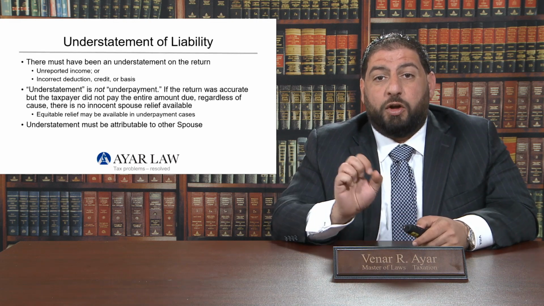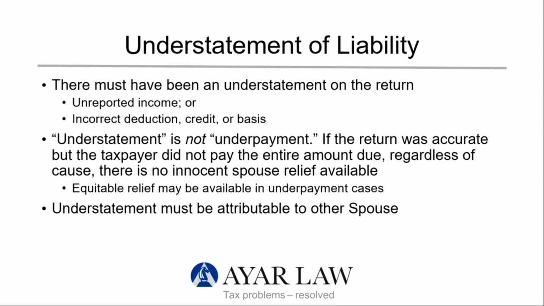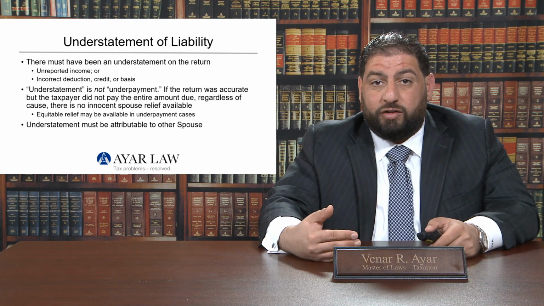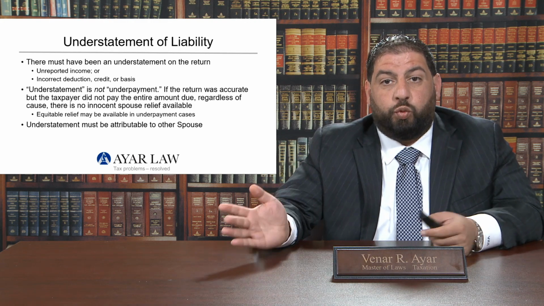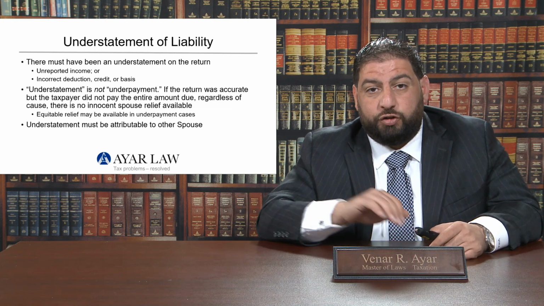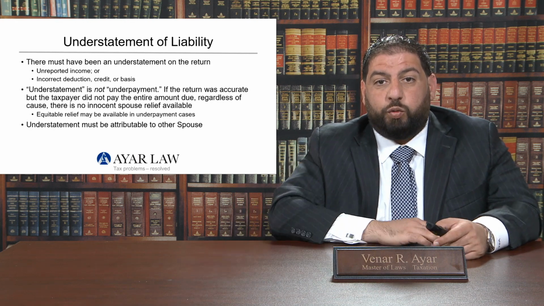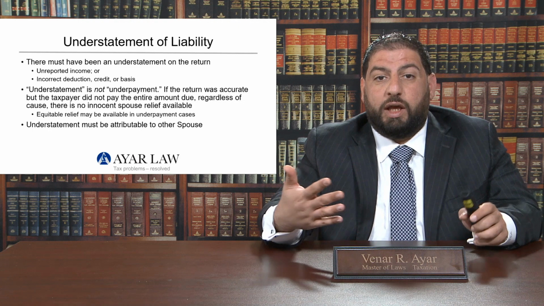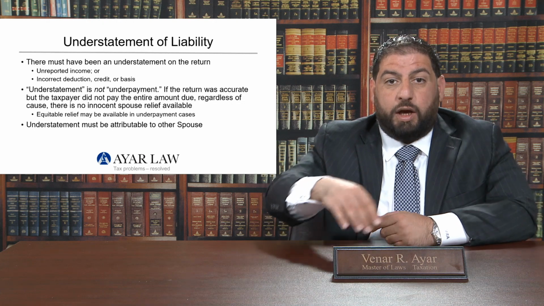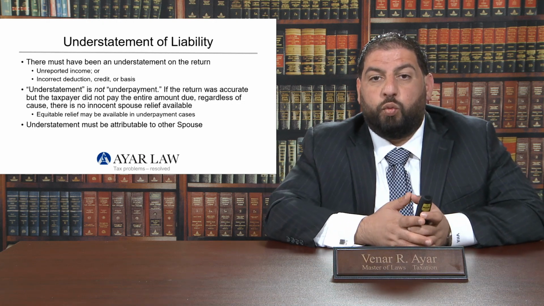The next requirement is there must be an understatement of liability. Innocent spouse relief is not available if you sign a return that shows the correct amount of tax. That is because when you sign that return, you agree that you owe that tax. What we're dealing with when we're talking about 6015B relief is when the return is wrong and either has unreported income or incorrect deductions, credits, or basis. And then the IRS will audit the return, and now you want to claim that you should not be held responsible. So this only applies for returns that were filed wrongly.